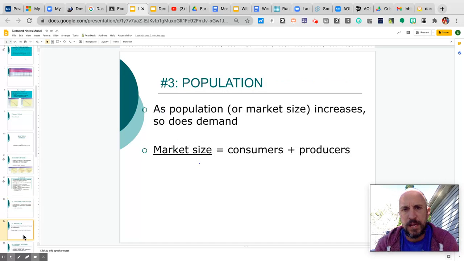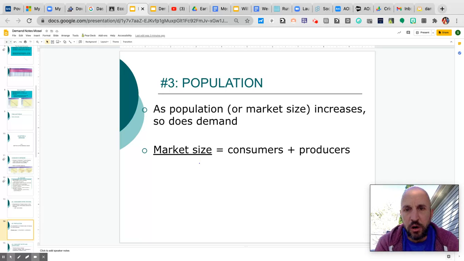Okay. Also, our population determines our demand. As population or market size increases, so does demand. If they're going out to a big market where there's a lot of people, there's probably going to be a bigger demand for that product. And I said the word market size. What market size means is the consumers plus producers. It's the people buying the products plus the people making the products.